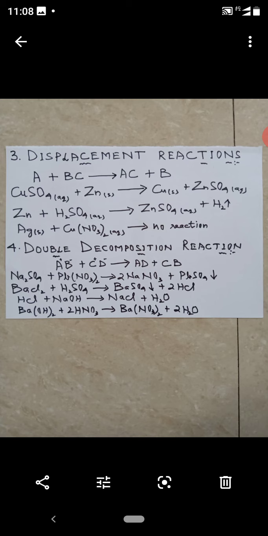Popular scientists can make a zoo in the low humid country more satisfactory. According to this metal activity series, a displacement reaction takes place. Popular means potassium, scientist means sodium, can means calcium, make means magnesium.